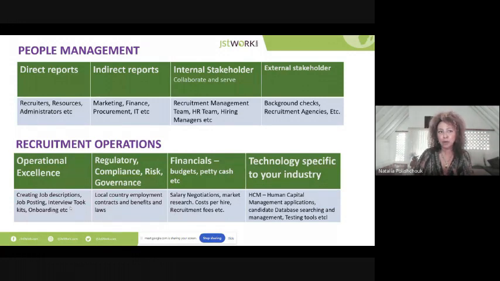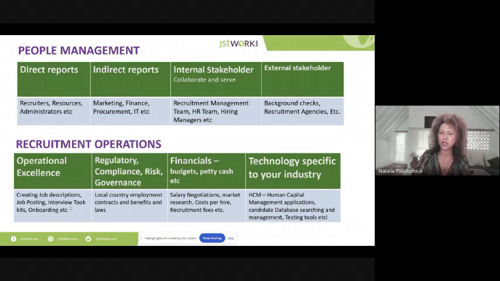So direct reports that I have managed are resources, recruiters, administrators. Indirect reports, people that I have actively collaborated with: marketing who've created content for me, finance who've created budgets, procurement, IT. My internal stakeholders, not just my recruitment managers, HR team, my own hiring managers. My external stakeholders will be other recruitment agencies, background check agents, etc.